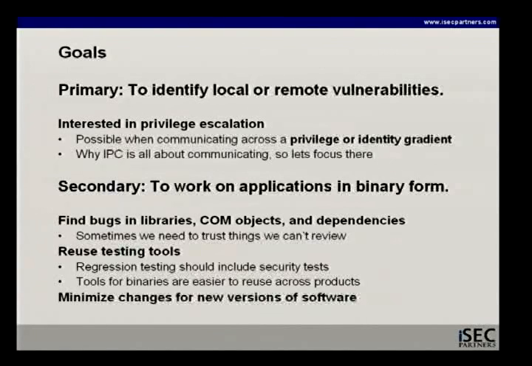So our secondary goal is that we want to work on applications in binary form. So we've got all these libraries, COM objects, dependencies, operating systems that we don't have the source code for. Or if we do have the source code for them, they're so big, we don't have time or energy to go through them all. Even if there are bugs in them, they're not our bugs. We don't necessarily want to go through the hassle of understanding them all. It's a very common security auditor's dilemma. We just want to be able to trust the things that we can't review. And so working on binaries is going to be a really important part of that.